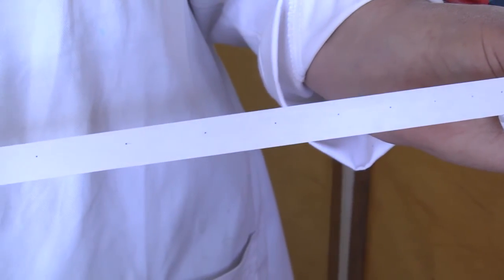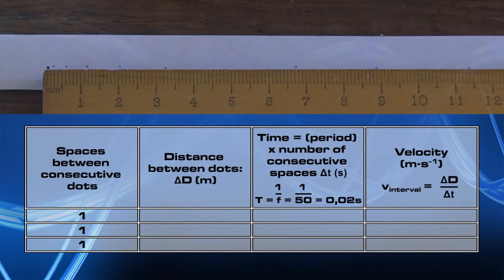Process and interpret the ticker timer tape and complete the table. For the first space, the distance is 0,002 meters. The time is 0,02 seconds. Using the formula V is equal to delta D over delta T, that would be equal to 0,002 divided by 0,02, and that is equal to 0,1 meters per second.